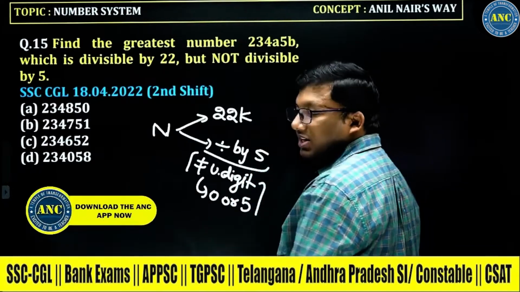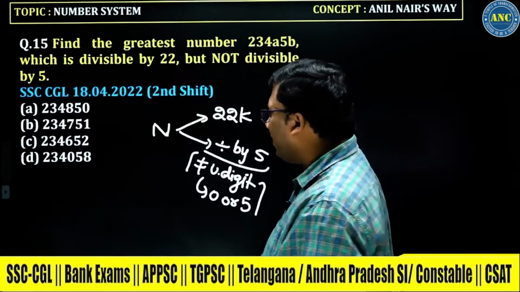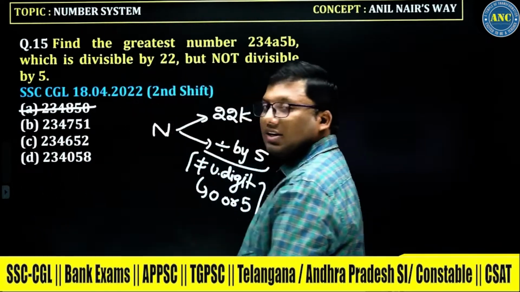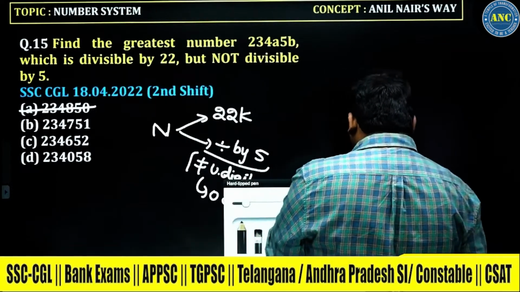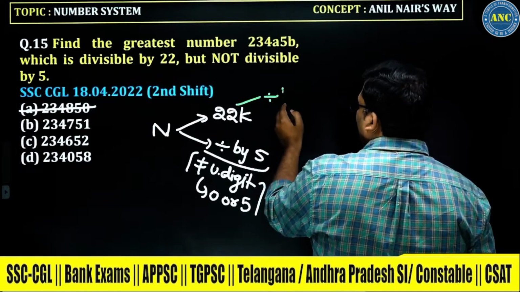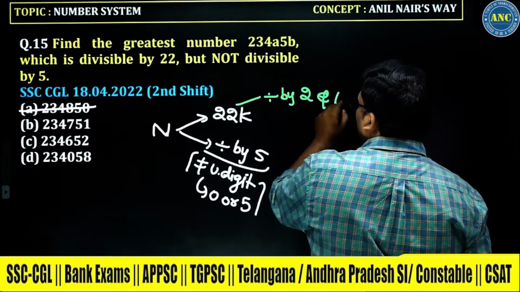Wherever the unit digit is 0, the number is divisible by 5. So the unit digit cannot be 0, and the first option is eliminated. 22 means the number should be divisible by 2 and 11.